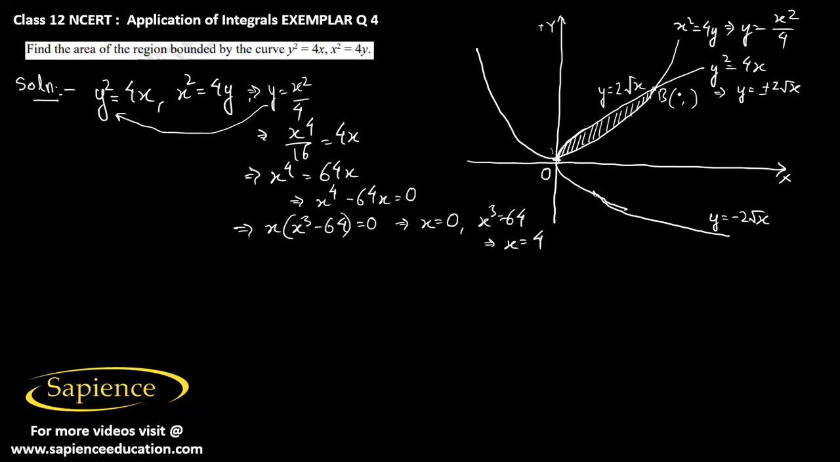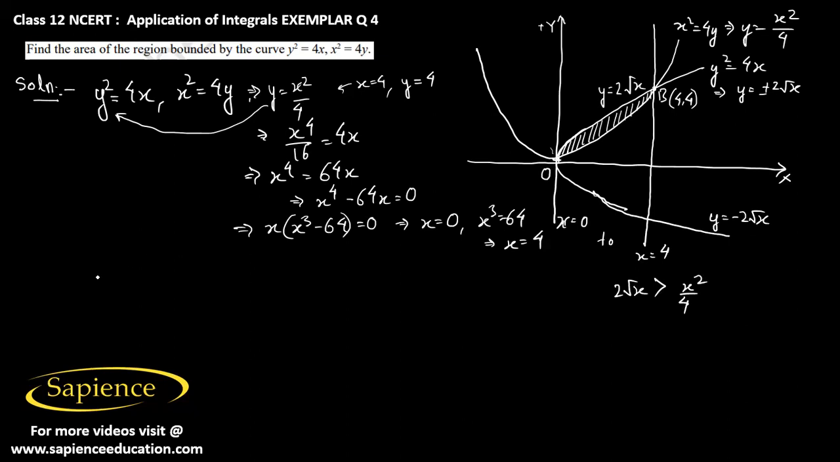So it means at this point the x coordinate will be 4. Now if we put x equal to 4 here, then y will also be equal to 4. So it will be (4, 4). It means if we draw a straight line parallel to the y-axis passing through the point B, the equation of that line will be x equals 4. The equation of the y-axis is x equals 0. So from x equals 0 to x equals 4, we can see that 2 root x is greater than x square by 4.